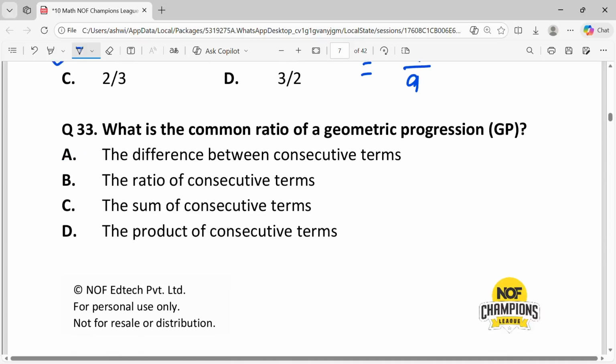Question 33. What is the common ratio of a geometric progression, GP? The geometric progression is a sequence of numbers where each term after the first term is found by multiplying the previous one by a fixed non-zero number called the common ratio. Answer is B, the ratio of consecutive terms.